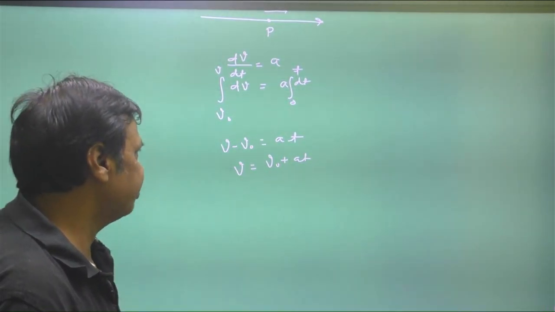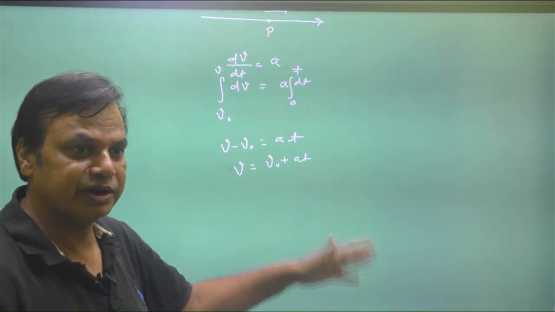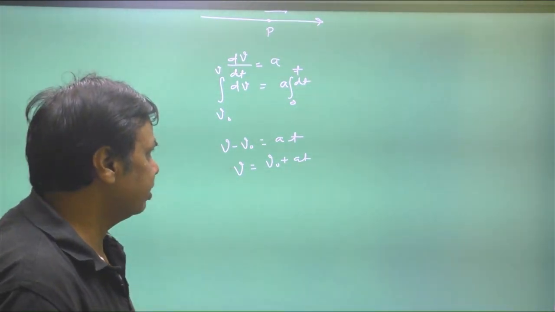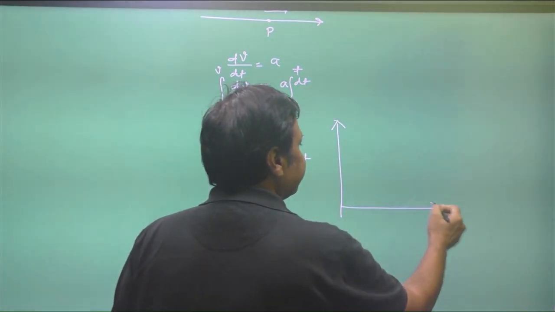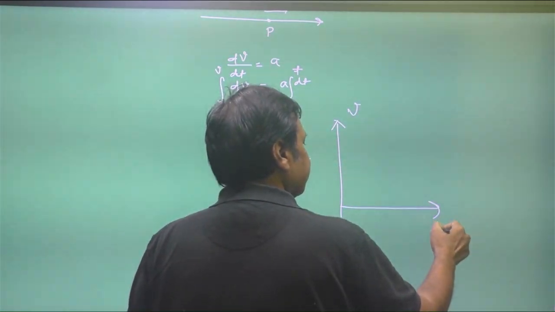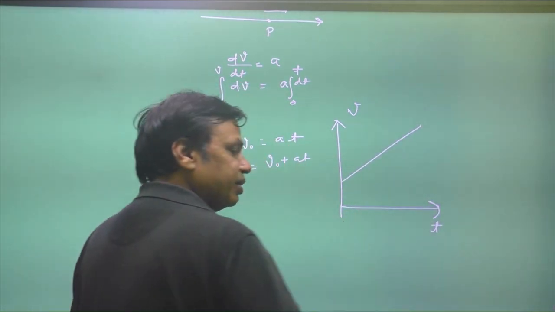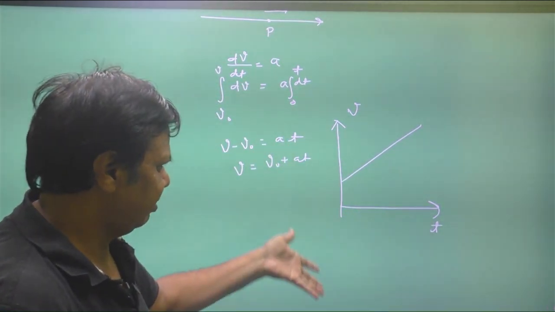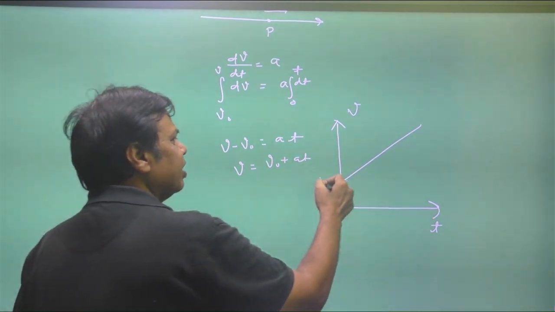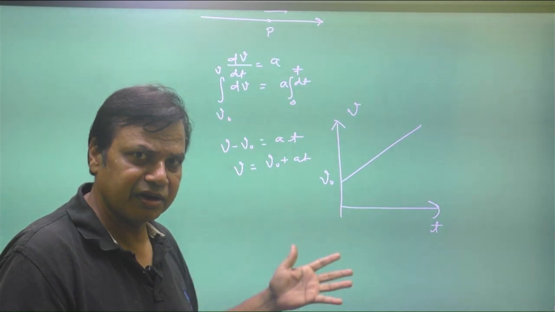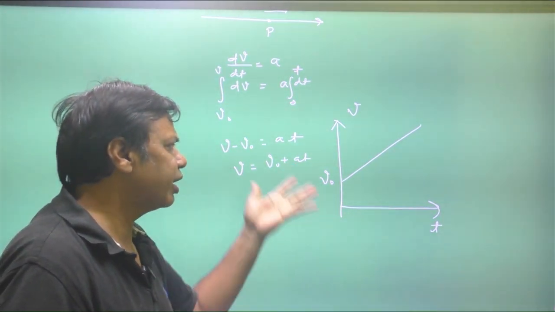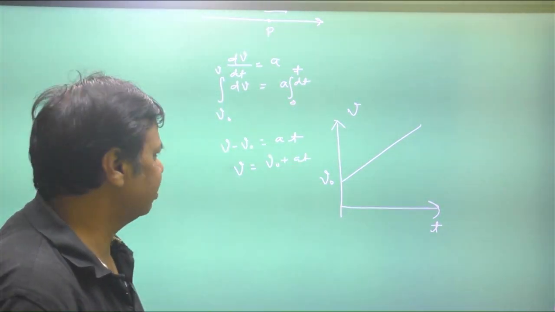If you try to plot velocity in terms of time, it will give you a straight line, simply a straight line, because this is a linear equation. So if you want to try it, it can be like this. Well, it cannot always be like this, but I have made a prototype. The graph will be of this kind.